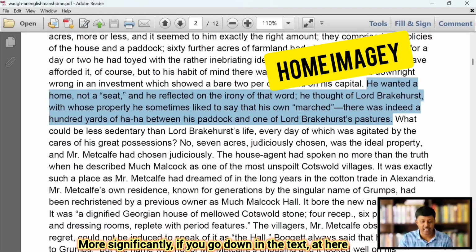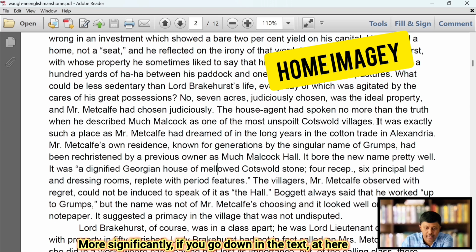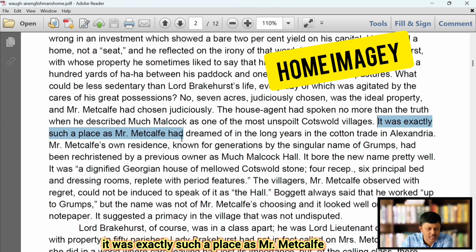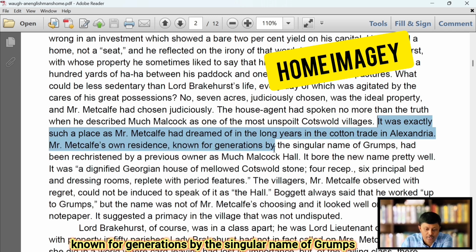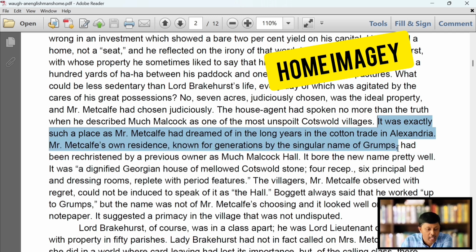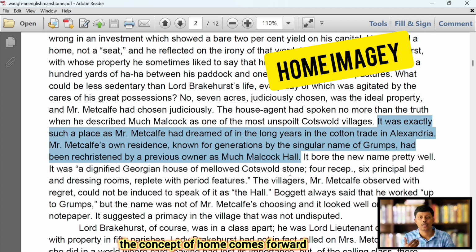More significantly, if you go down in the text, "Here it was exactly such a place as Mr. Metcalfe had dreamed of in the long years of the cotton trade in Alexandria. Mr. Metcalfe's own residence, known for generations by the singular name of Grumps, had been rechristened by a previous owner Much Malcock Hall." See here, again, the concept of home comes forward. Again and again, this concept of home lingers throughout the text.